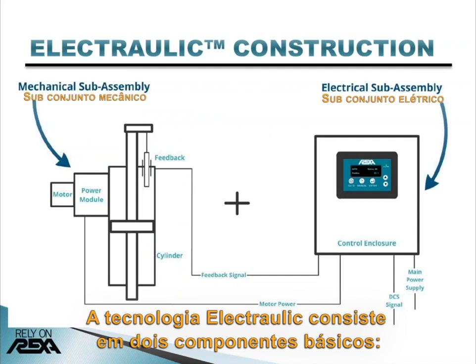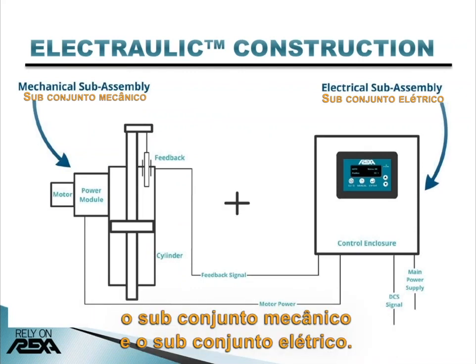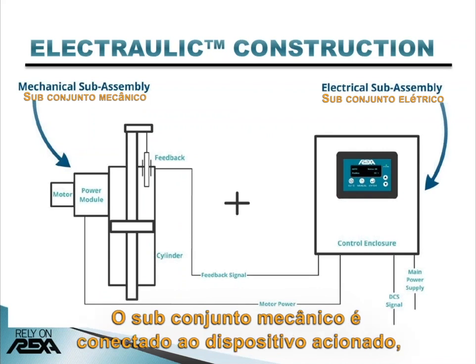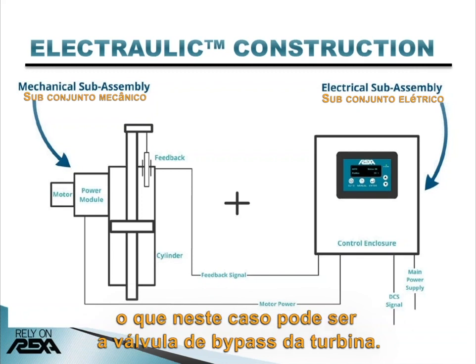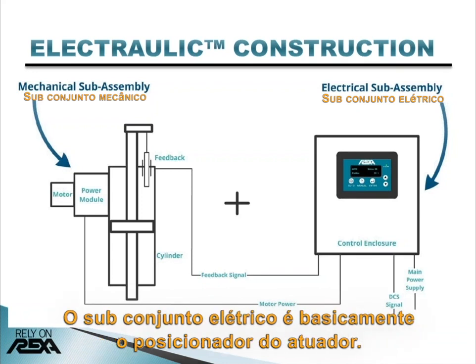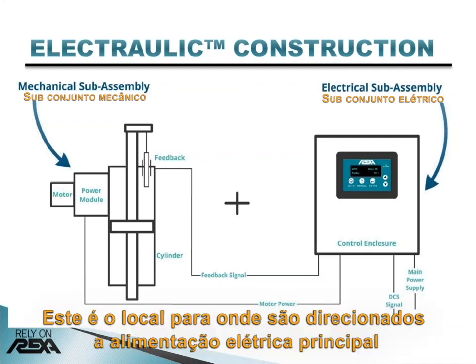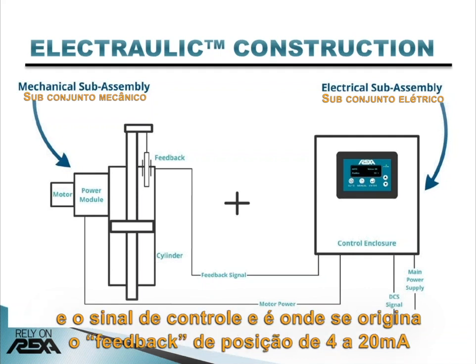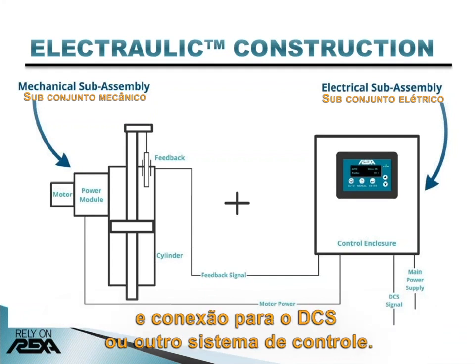The electraulic technology consists of two primary components, the mechanical subassembly and the electrical subassembly. The mechanical portion is attached to the driven device, which in this case would be the turbine bypass valve. The electrical subassembly is basically the positioner for the actuator. This is where the main power supply and control signal are routed, and the origination of the 4 to 20 milliamp position feedback for connection to the DCS or other control system.